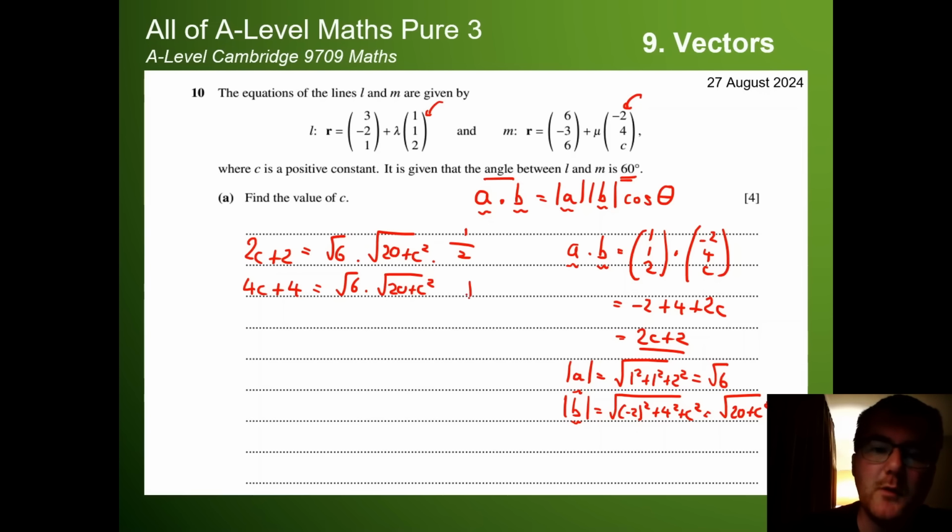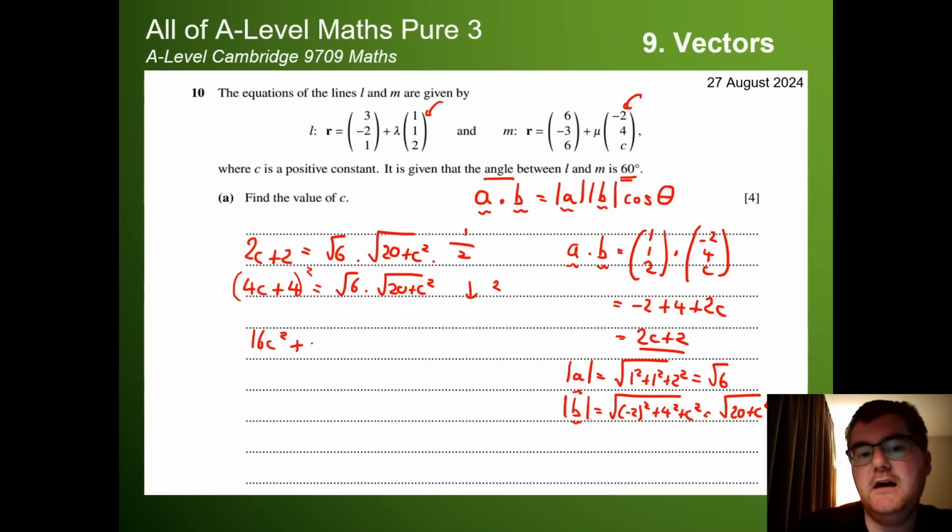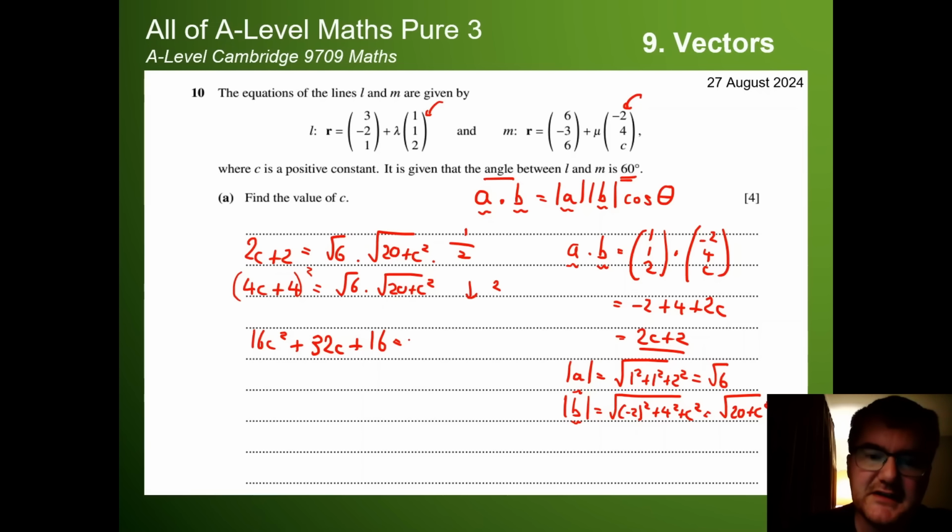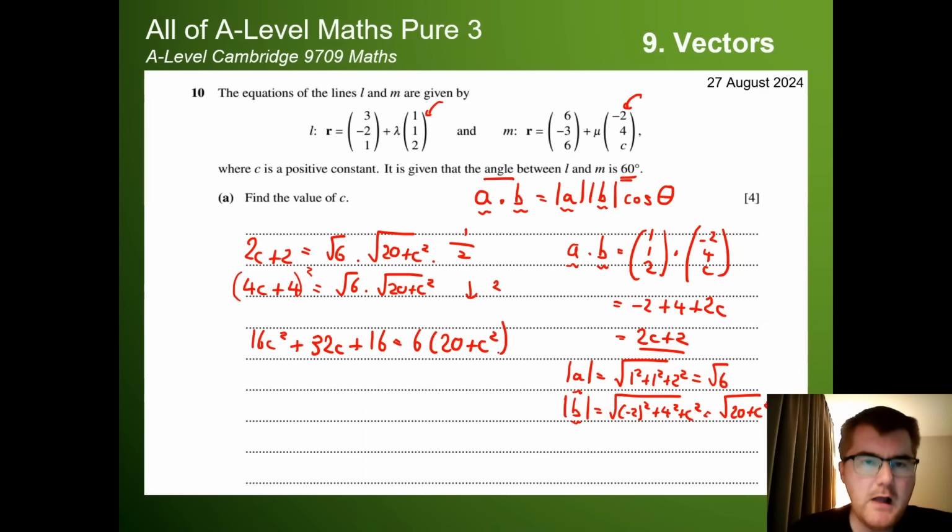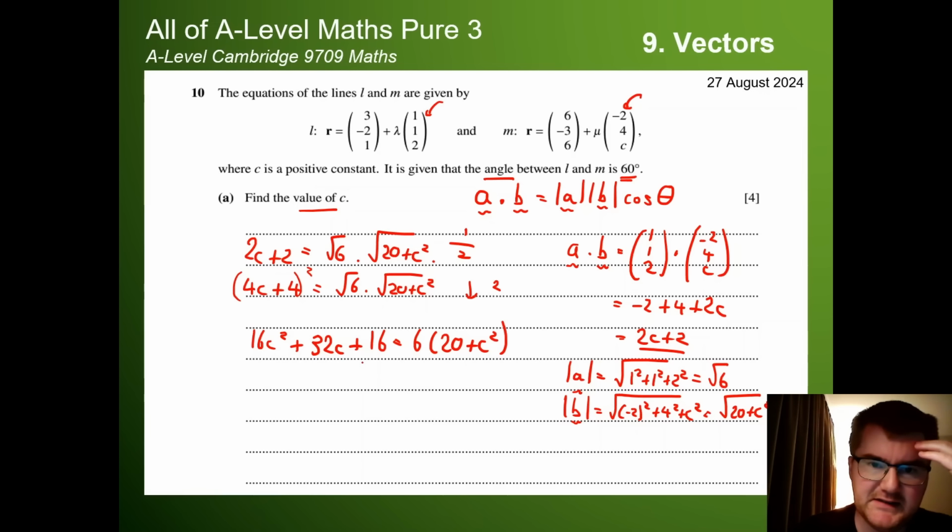And now I'm just going to square everything here. Squaring this gives us 16C squared plus 32C plus 16. Now squaring this gives us 6 times 20 plus C squared. The square roots disappear. We're getting a quadratic. Well, we're looking for one value, so if it's positive, that kind of makes sense. So that gives us 16C squared plus 32C plus 16 is equal to 120 plus 6C squared.